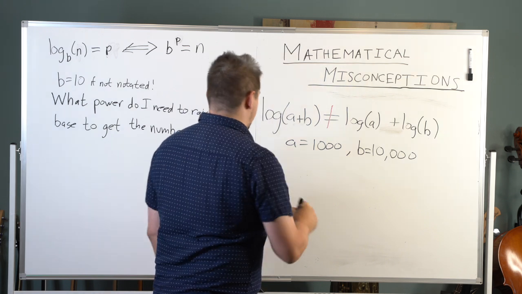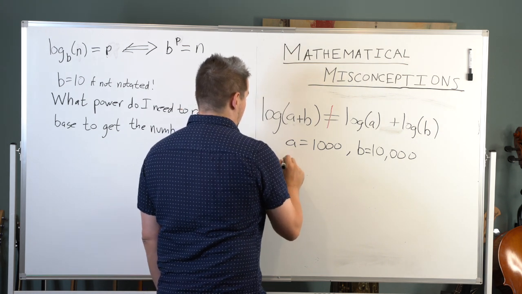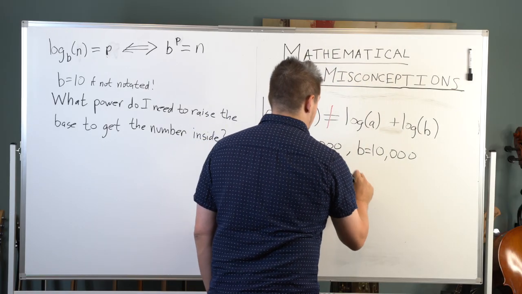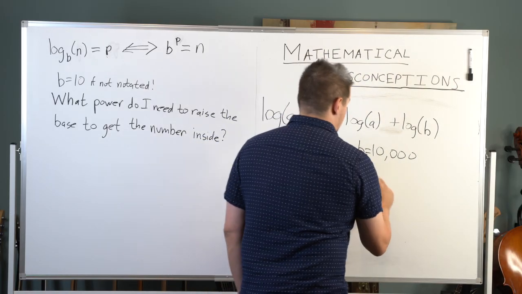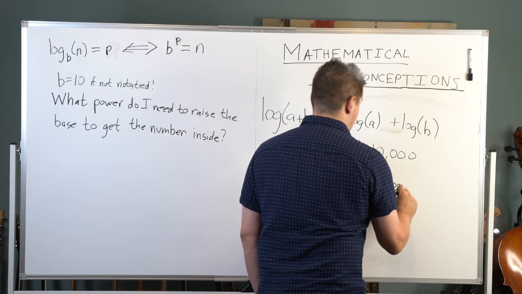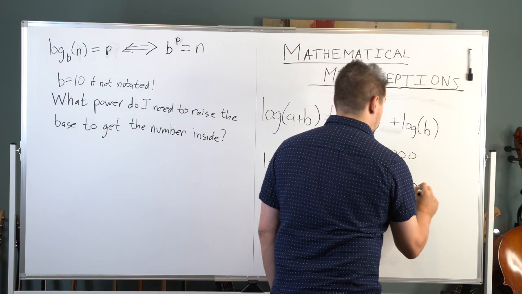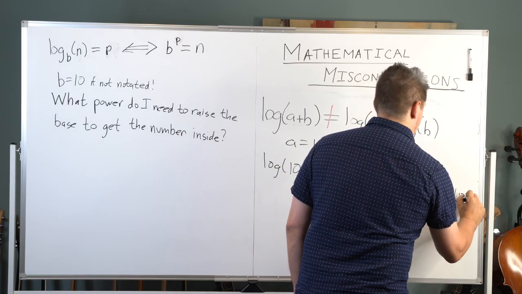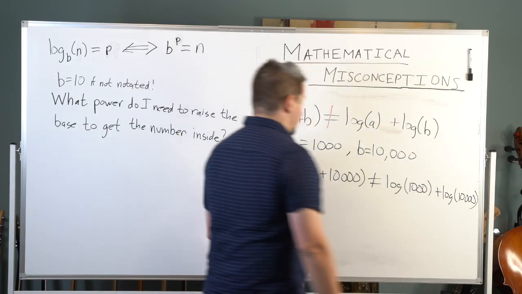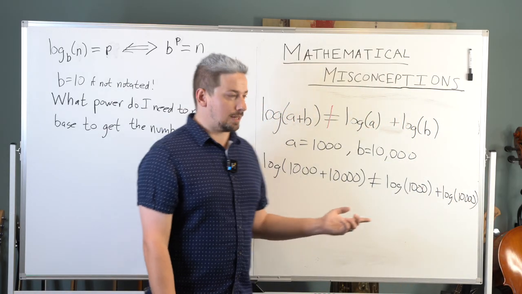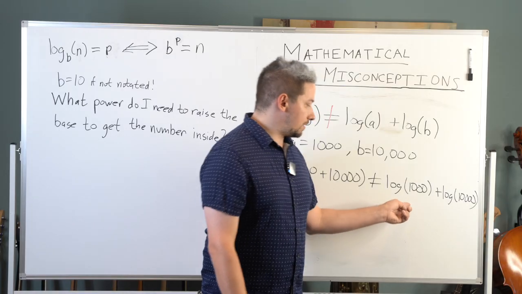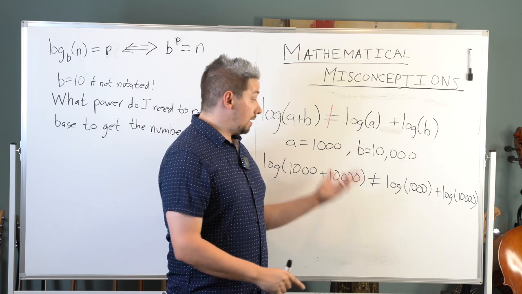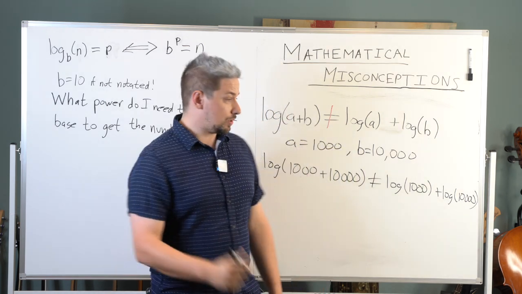All right, let's go ahead and plug these things in. So we have log of 1,000 plus 10,000 is not going to equal log of 1,000 plus log of 10,000. Alrighty, so let's just focus on the right-hand side first. So these ones are pretty easy. So log of 1,000 answers the question, what power do I need to raise the base, and the base is 10, to get 1,000? 10 to what power is 1,000? It's 3.